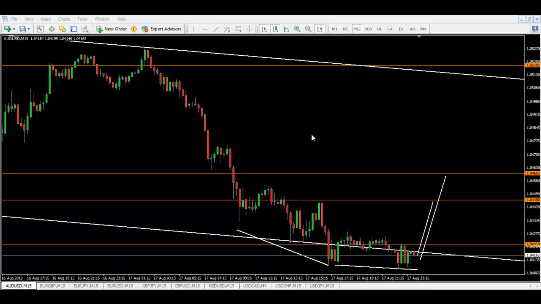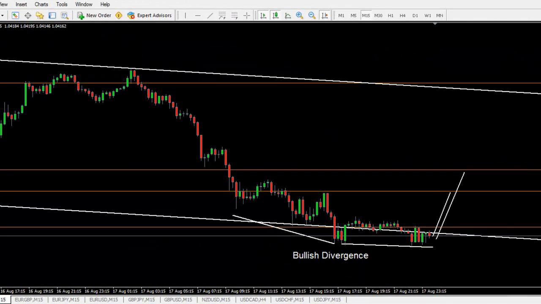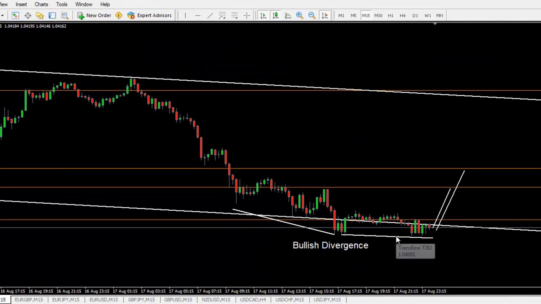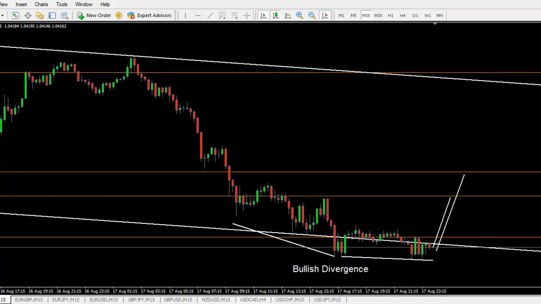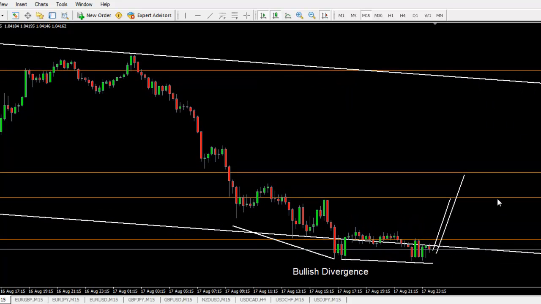So the Aussie dollar, we have some really nice bullish divergence in this area. We had some right here, and it didn't really go anywhere. We got some more here. Got a double bottom in here, and this is really nice. And these lines in here are 4-hour support and resistance. And we're at the bottom of a channel here.